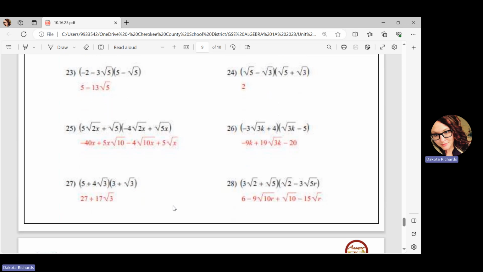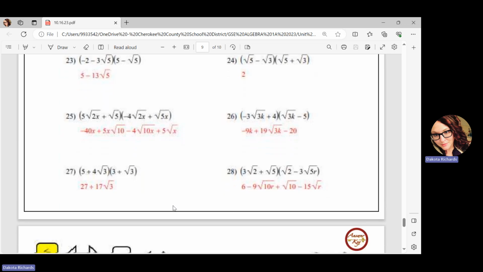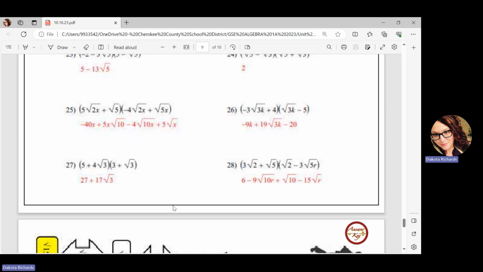Negative 40x plus 5x square root 10 minus 4 square root 10x plus 5 square root x. Number 26, negative 9k plus 19 square root 3k minus 20. Number 27 is 27 plus 17 square root 3. Number 28 is 6 minus 9 square root 10r plus the square root of 10 minus 15 square root r.